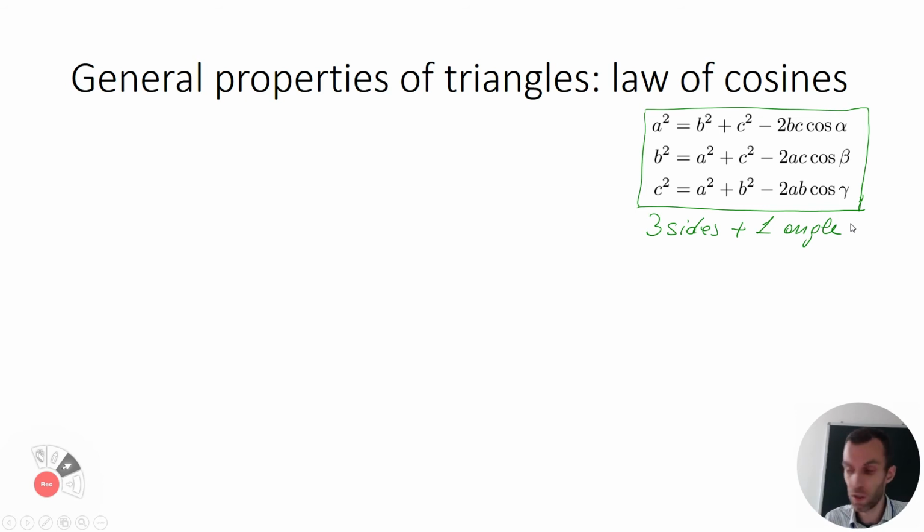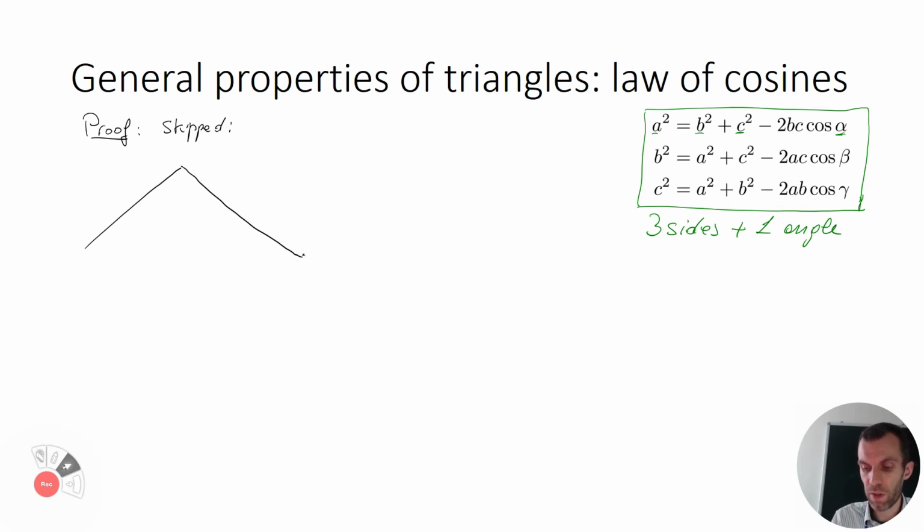So for instance, let's take the first one. We have A, B, C, and then the angle alpha, and then so on. The other laws have B, A, C, C, A, B, and beta or gamma. So 3 sides, 1 angle. And it's good to keep in mind, if you have to apply that formula, you can only do so if you know 3 sides and 1 angle. So the proof of this formula we will skip. But again, I can show you the brief outline of this.